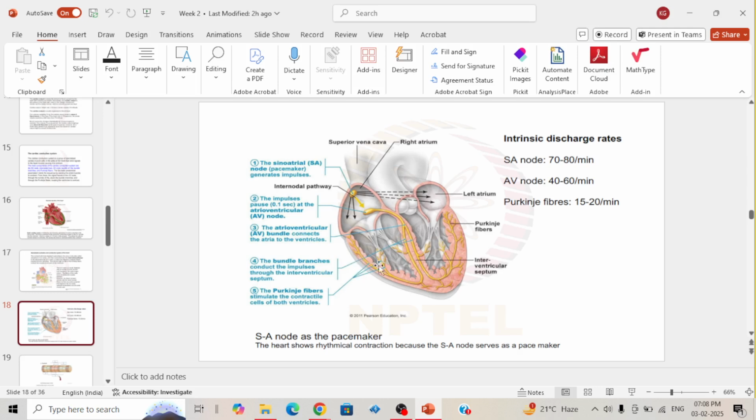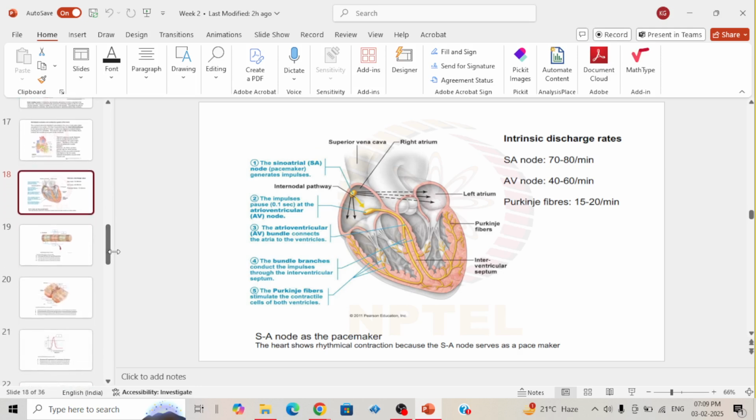And then there are these Purkinje fibers, which will further conduct the action potential and help the ventricles to contract. And this is the discharge rate of action potential in the SA node, AV node, and Purkinje fiber. As you can see, in Purkinje fiber it is much lower than SA node and AV node, so that the ventricles won't contract unnecessarily. They will contract when it is time to contract. So this was what we studied last week in the lecture.